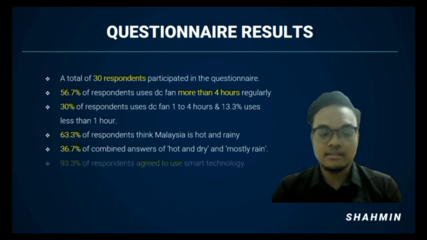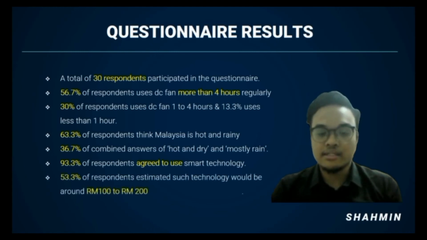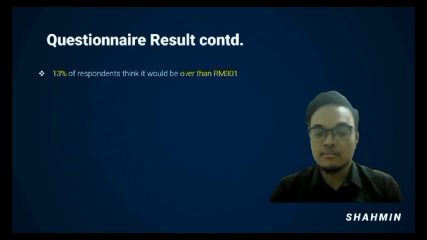Next, 93% of respondents agreed to use smart technology, as smart technology is very convenient in our daily tasks. 53% of respondents estimated that such technology would cost around 100 to 200 ringgit, and only 13% of them think that it would be over 301 ringgit. This is because the average Malaysian income is B40, and they want something with a reasonable price, but also offering great performance.